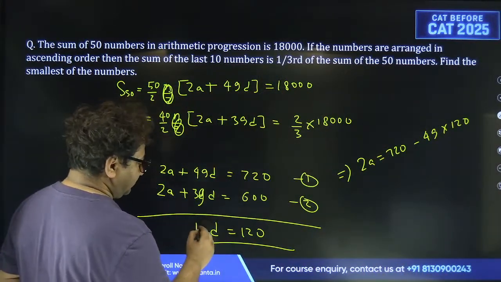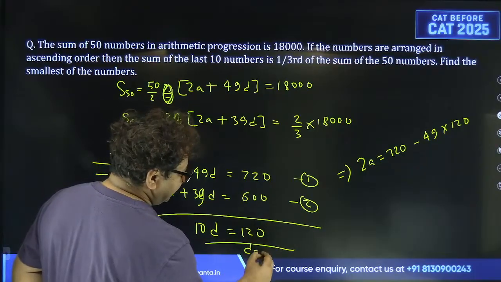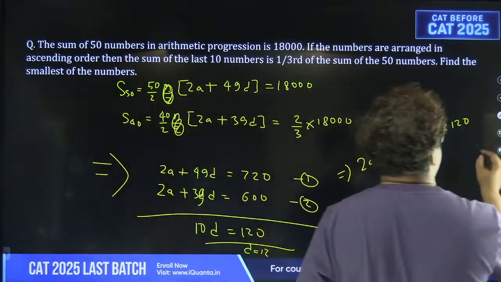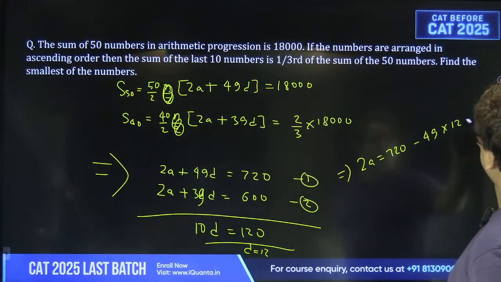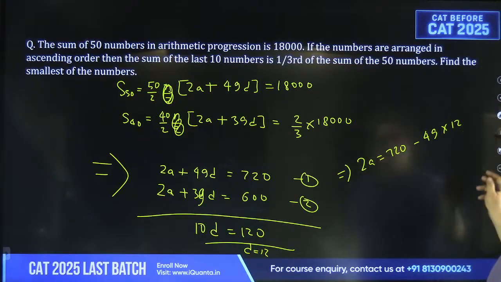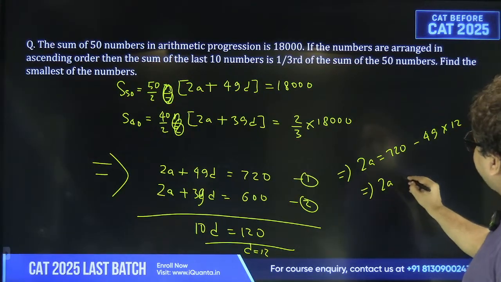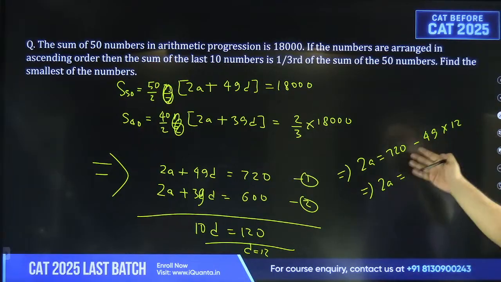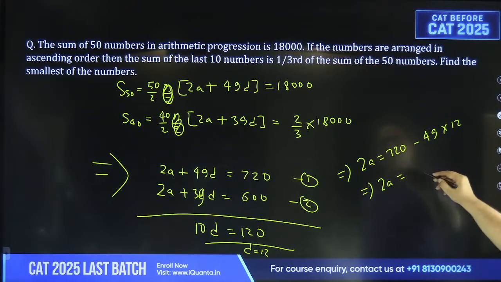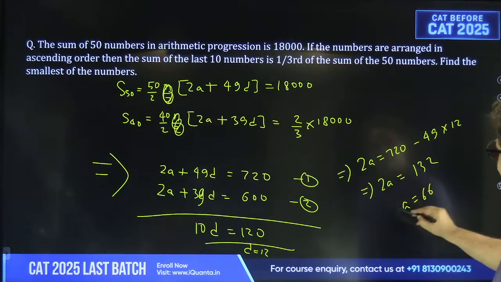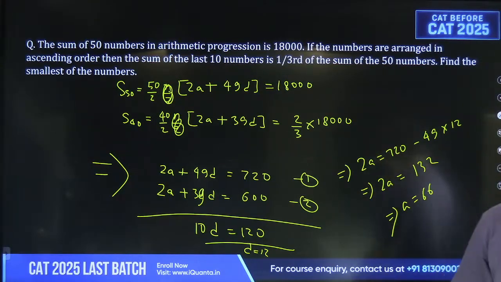Very good. You can see it is 10d. So d is 12. Okay. So 2a is equal to 720 minus this. 12 by 60 I'll take common. 12 into 11, 132 will come. So a is 66. That is the answer. Is that clear?